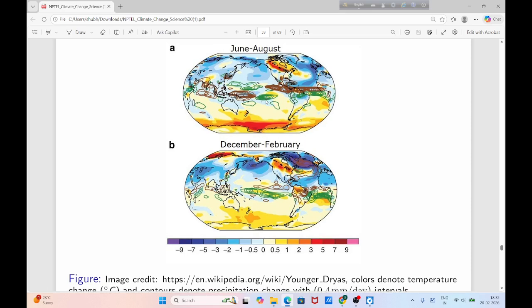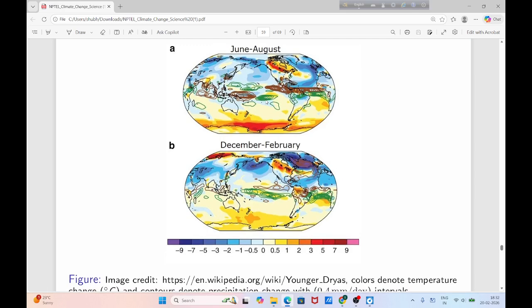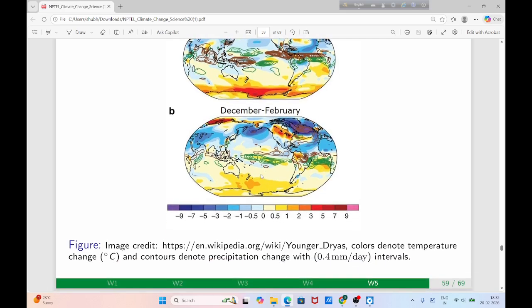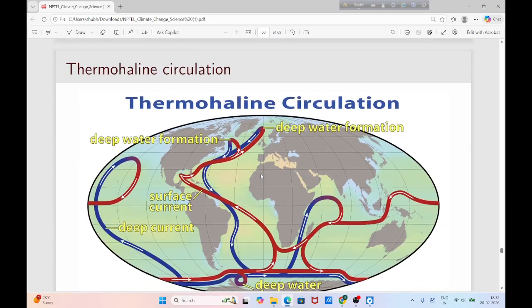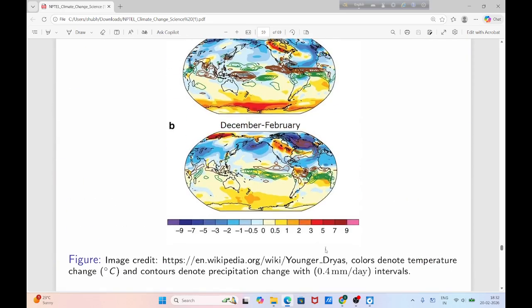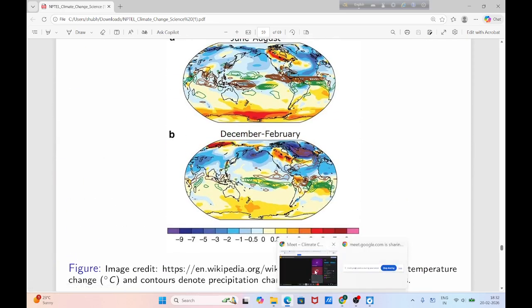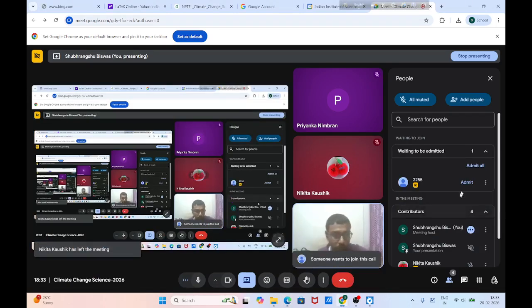But that is not of our primary interest. We would like to focus on the temperature. So the main takeaway is the winter temperature of the northern hemisphere and the summer temperature of the southern hemisphere. The southern hemisphere had exceptionally high summer temperature during June to August, and the northern hemisphere had abnormally lower temperature in December to February. That is precisely known as the younger Dryas period. I will go to the thermohaline circulation after that, but I would like to ask about any doubts in the younger Dryas unit.